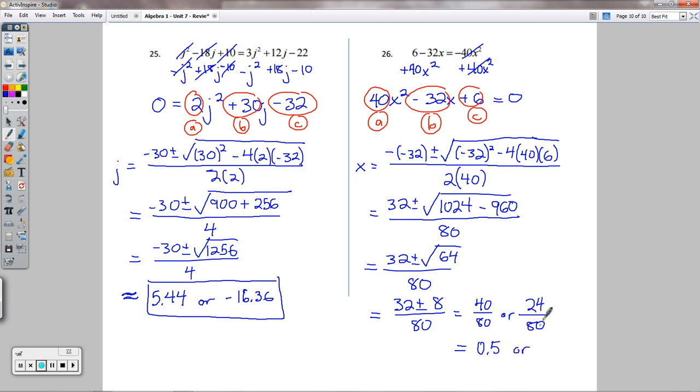And for the other one, if you reduce that, you could divide 8 into both of those, 3 times and 10 times. So you could say 0.5 or 0.3. Or you could write it as simplified fractions, 1/2 or 3/10. Either one of those would be a viable final answer.